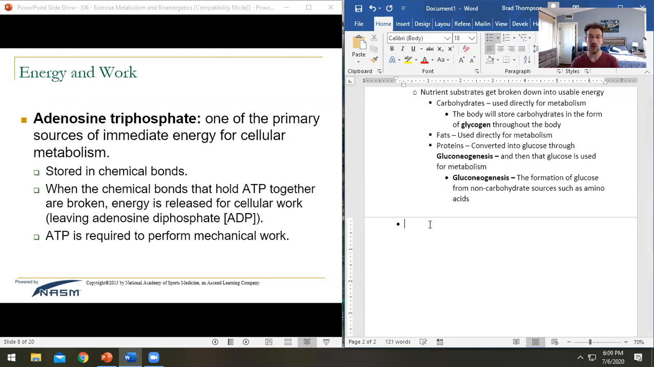The main molecule we are trying to create is adenosine triphosphate, right? Or ATP. And that is the primary source of energy for immediate cellular metabolism. So everything you do takes ATP. You need to have ATP in order to be able to do stuff.